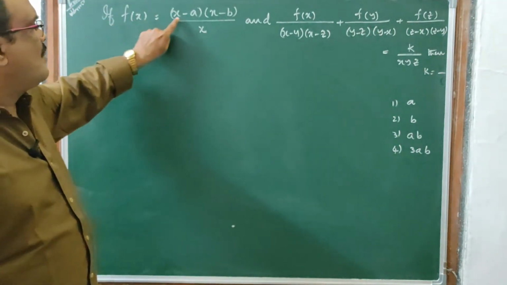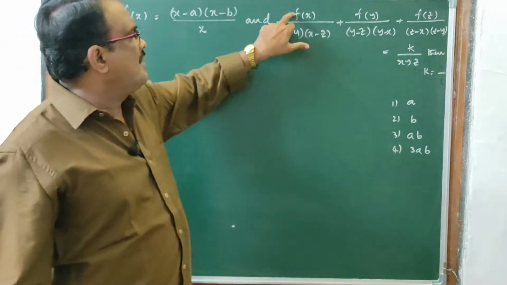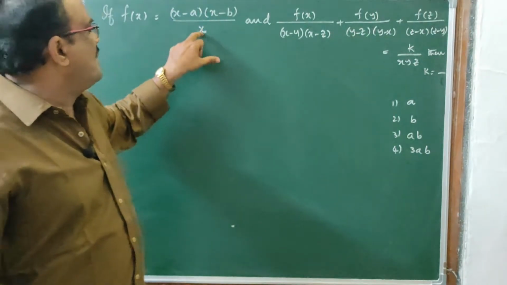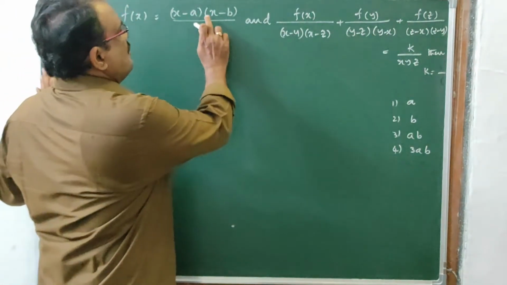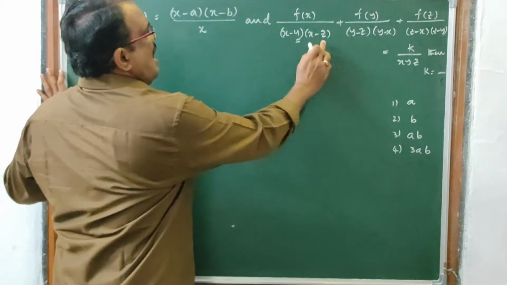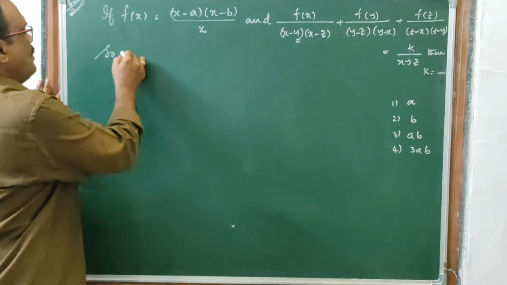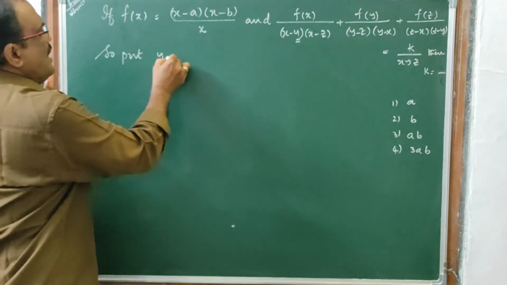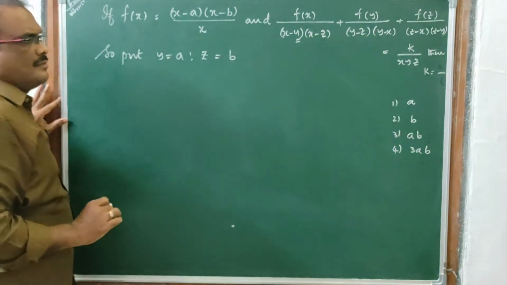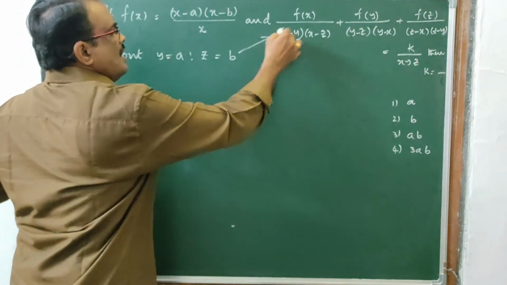f of x is equal to (x minus a)(x minus b) by x. So here we can substitute, instead of f of x, (x minus a)(x minus b) by x. To get terms cancelled, instead of y we are having a, and instead of z we are having b. So put y is equal to a, z is equal to b in the given equation.